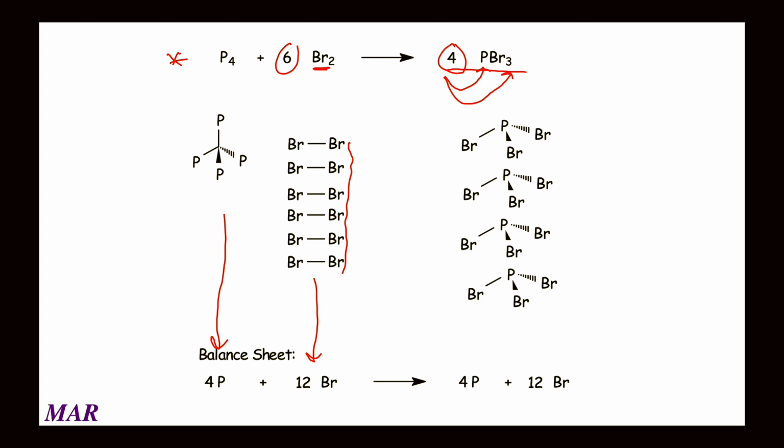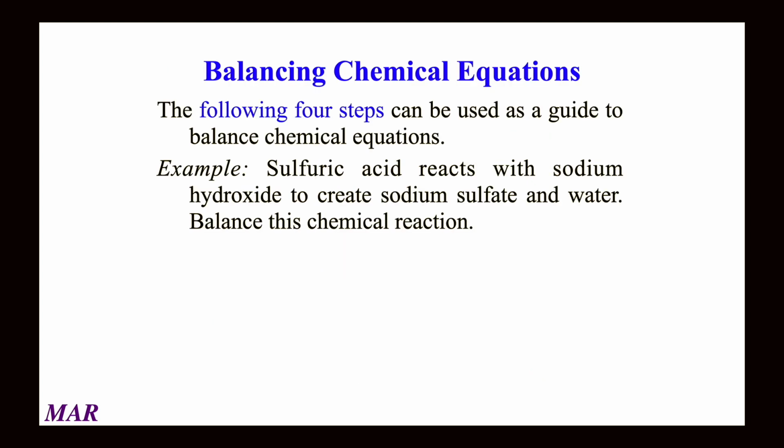So if you figure this all out, 4 Ps, 12 Brs, and guess what? Balanced. 4 phosphorus atoms on both sides, 12 bromines on both sides. So this is a balanced chemical reaction. Now note that the coefficient multiplied everything after it. So that big 4 means 4 phosphorus and 4 times 3, 12 bromine. That's the thing about coefficients. It's times everything that's past it, all right? Not just the P. If you follow these 4 steps, I think you can balance any chemical equation.